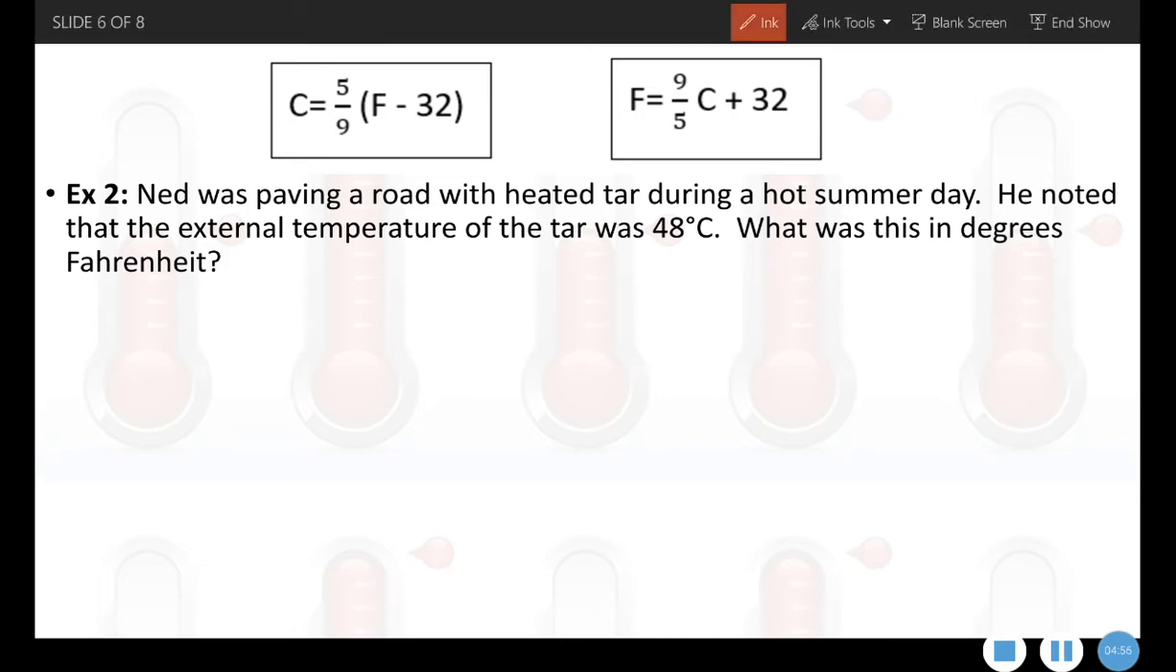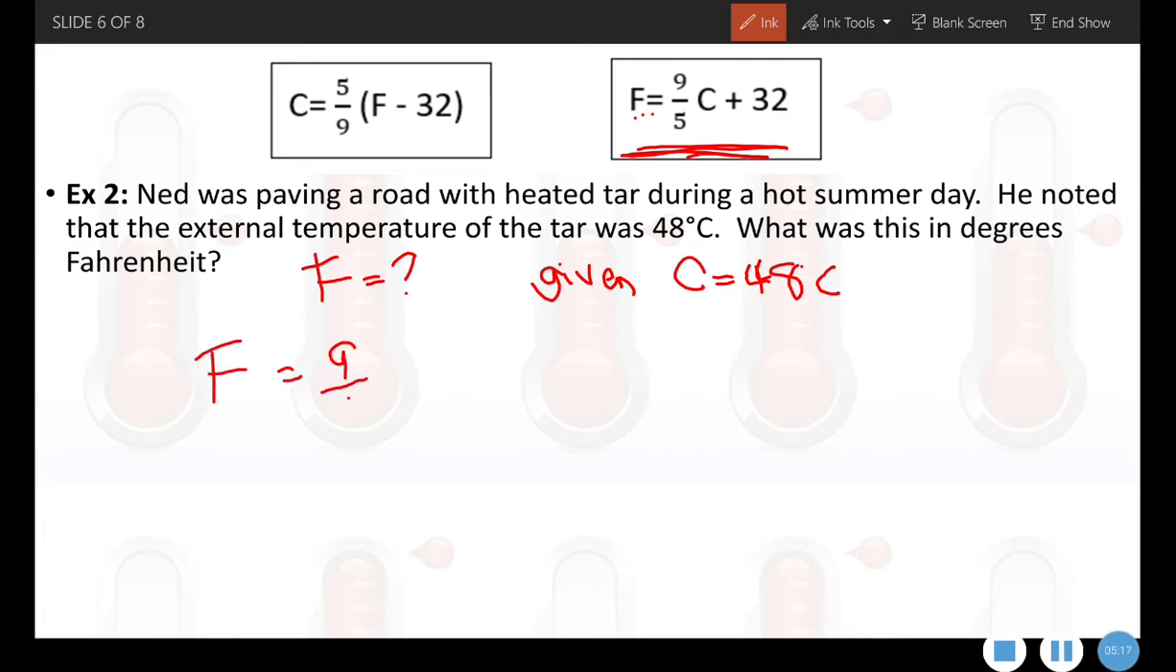So they are given, right? I am given C, because they give me 48 degrees Celsius. And what was this in degrees Fahrenheit? So I'm looking for F. So that's going to be this formula right here, because I can plug the number in here and just get F. So F is equal to 9 over 5 C plus 32.